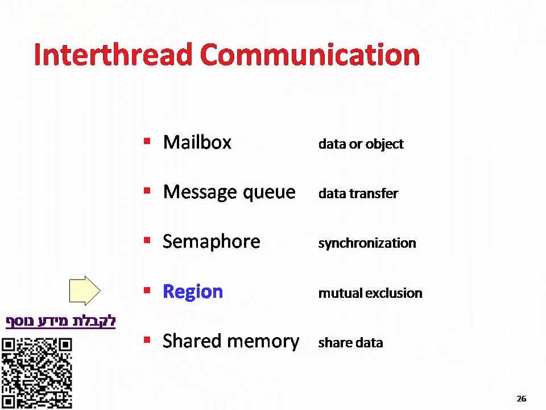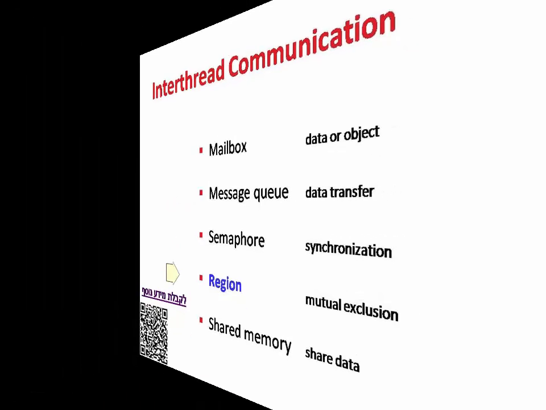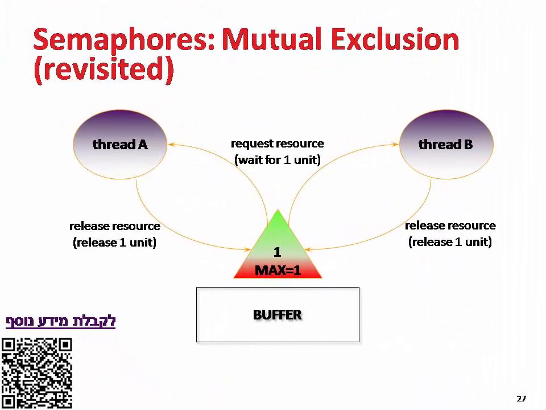A region is an in-time object that can provide exclusive access to a resource, such as a critical area of code, with priority inversion management. That is, when a thread possesses the region, its priority is optionally raised to that of the best, numerically lowest, priority thread waiting for the same region. Thread A and Thread B must obey the protocol: wait for the unit from the semaphore before using the shared resource, buffer, and release the unit after completion.